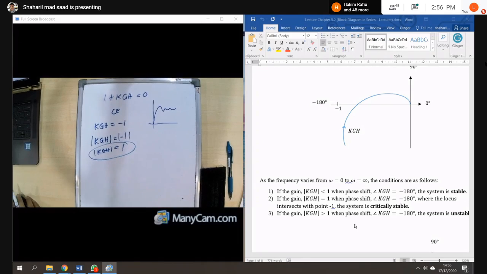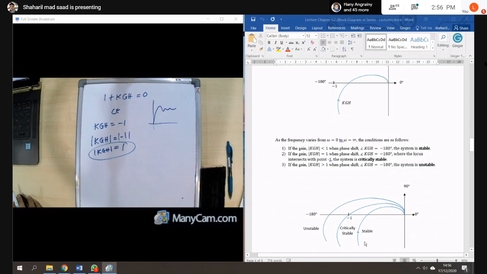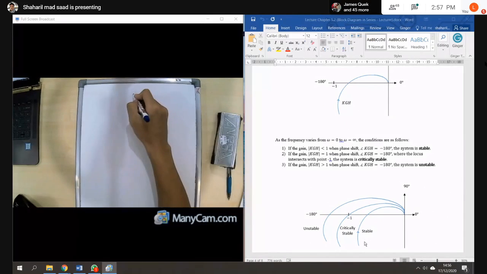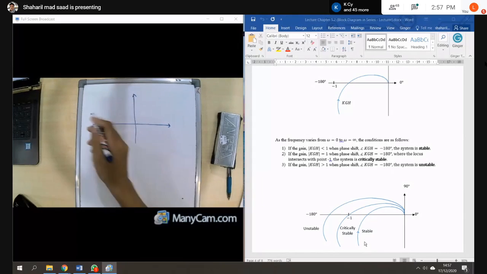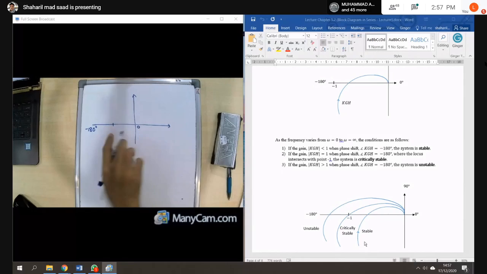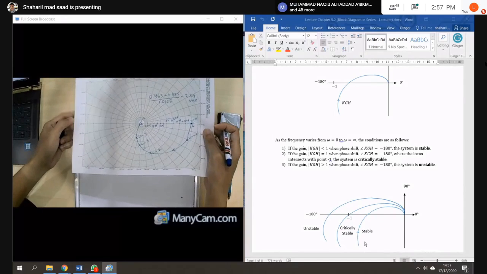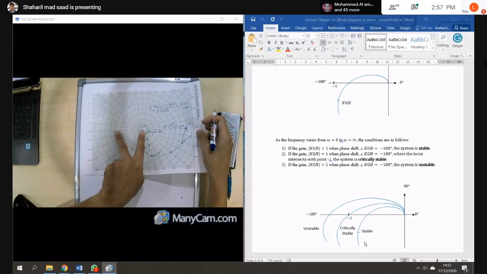If the magnitude of KGH is less than 1, that means your system is stable. Okay, I will draw it. This is your Nyquist diagram, at 180 degrees. Then the magnitude, the gain, is from 0 to 1, and 180 is located at the left, for example.